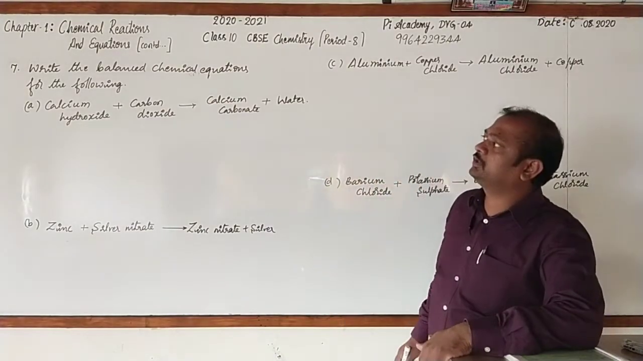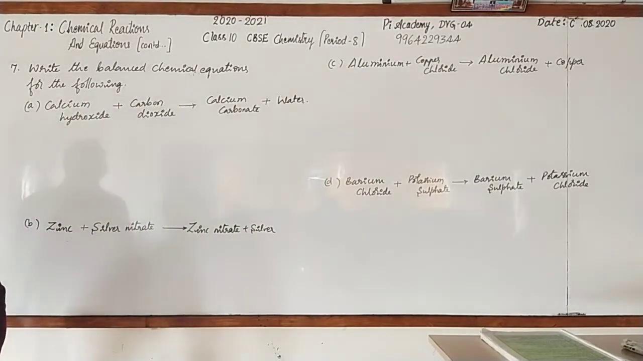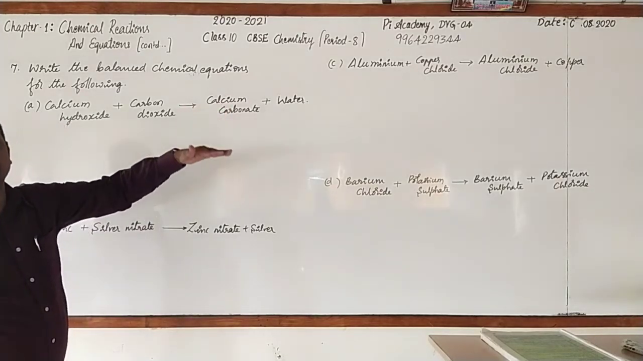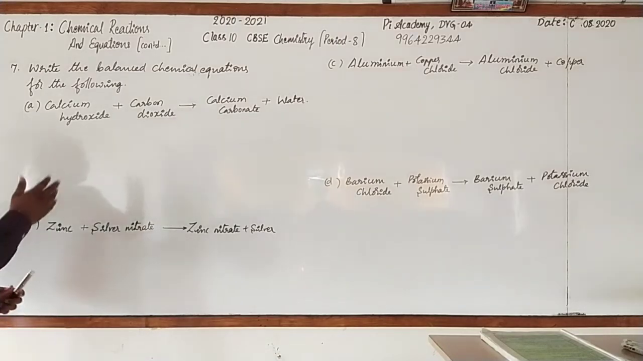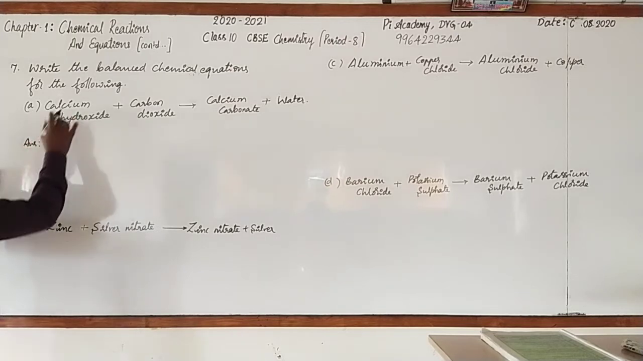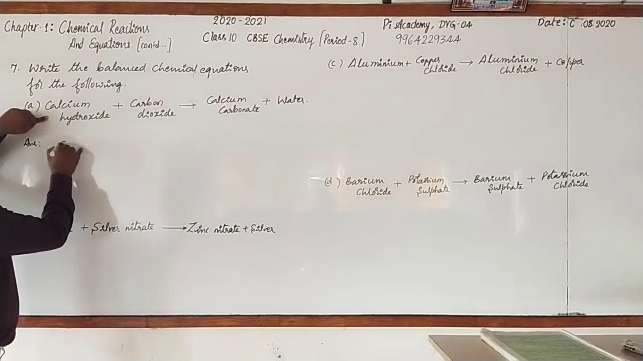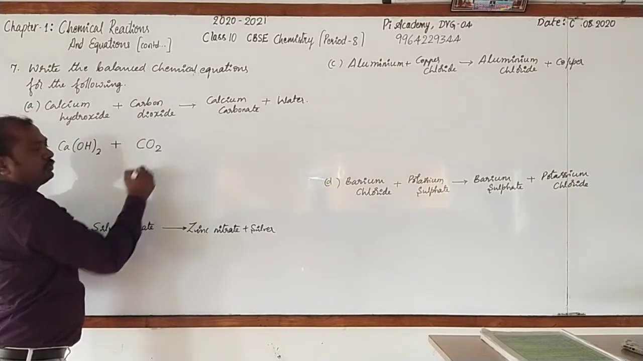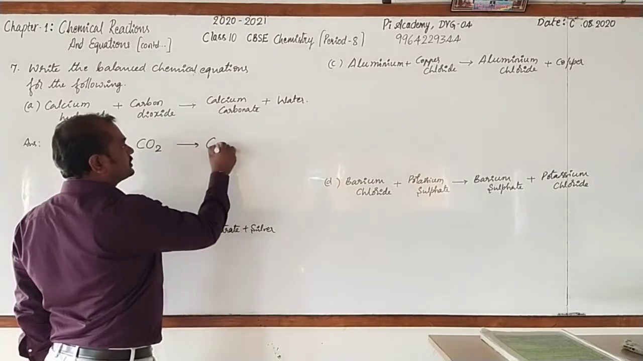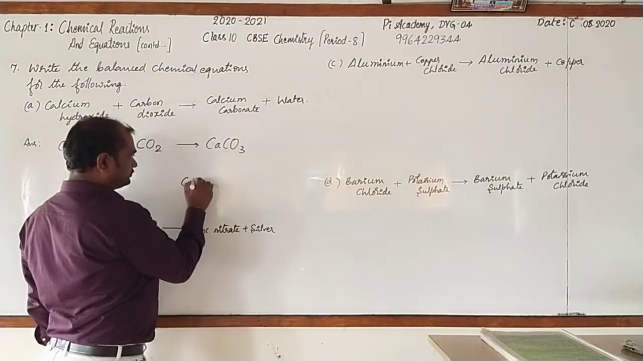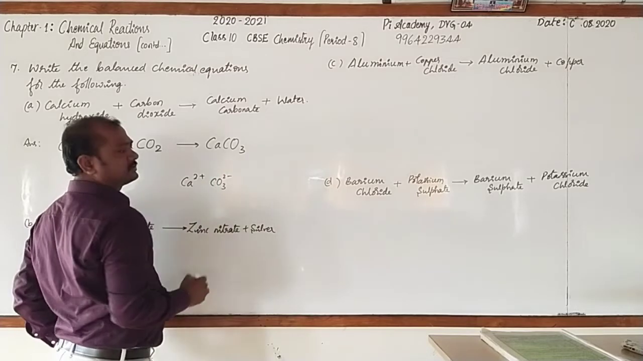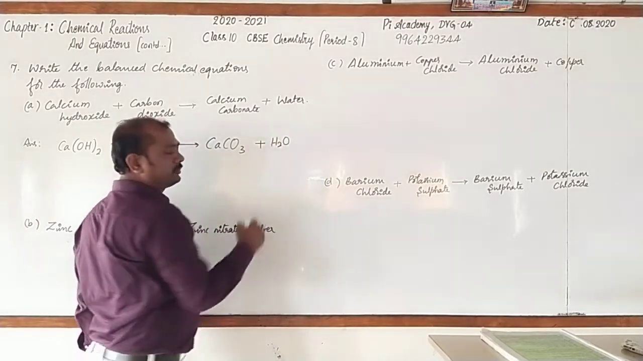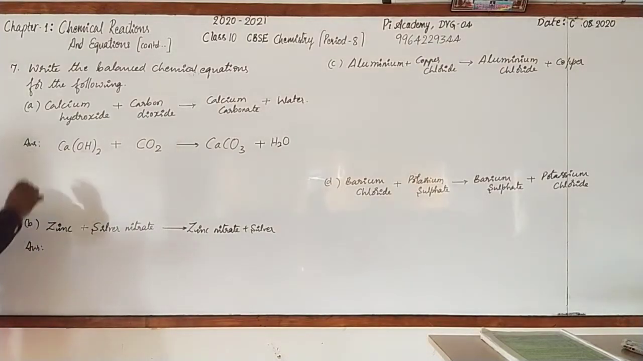Dear students, please go through 7th one. It is like this. Write the balanced chemical equations for the following. See, this time they have given word equations. First convert that into symbolic equations. Then we shall go for balancing it. This is calcium hydroxide. Yes, recall its chemical formula. It is Ca(OH)2, plus carbon dioxide, this is CO2, right? Next, calcium carbonate, this is CaCO3, is it not? See that? Ca2+ plus CO3 2-, therefore CaCO3. Then water, it is H2O. Is it not? Yes. Let's move on to another one. Afterwards, we can go for balancing.